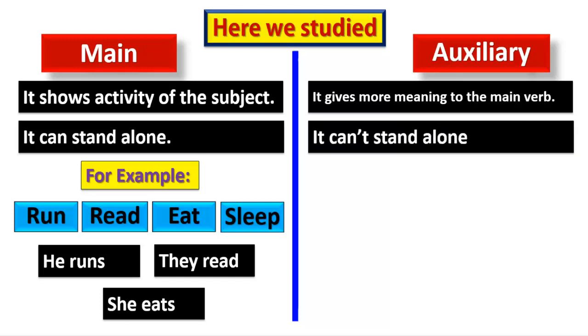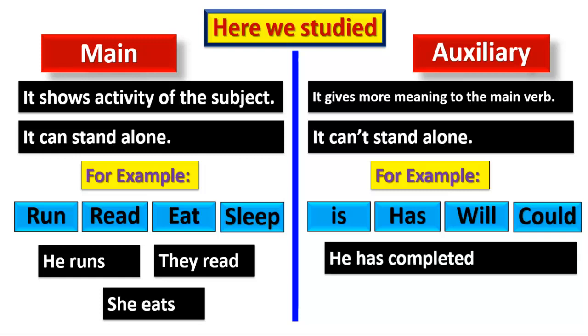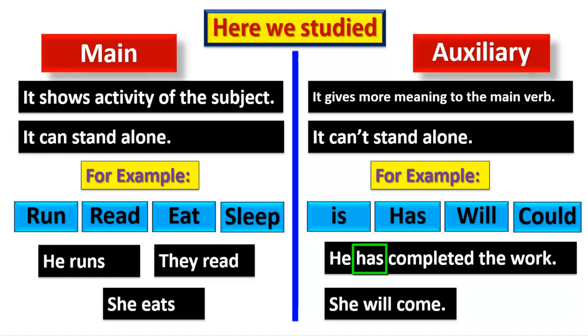Auxiliary verb gives more meaning to the main verb. It cannot stand alone. Examples are is, has, had, was, etc. Are, will, shall, would, could, must, etc. For example, he has completed, where has helps the main verb complete it. She will come. Could I ask, where could helps ask.